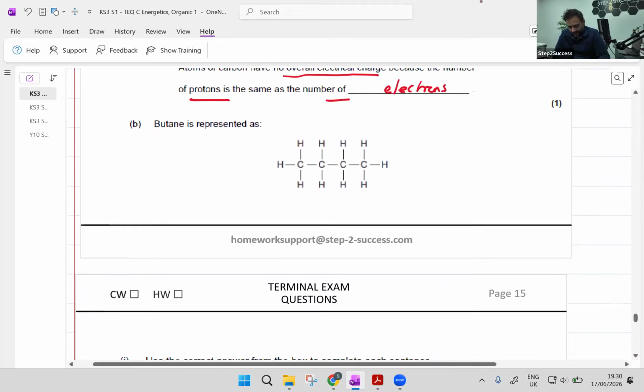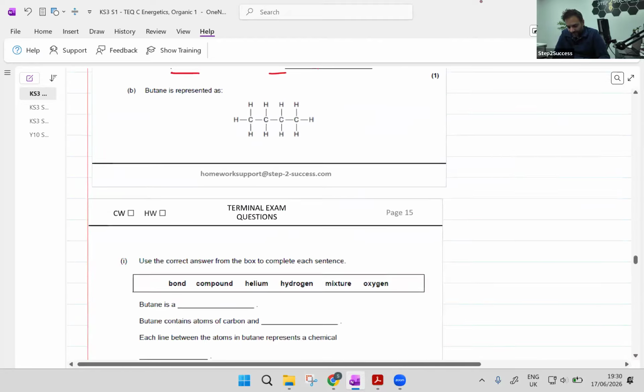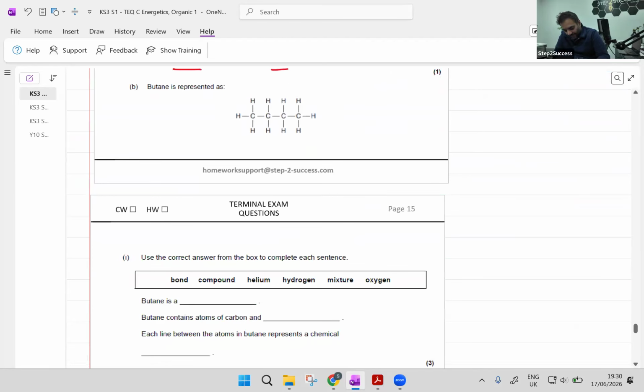And then this will be a bit harder. Butane, which is this thing here, is a hydrocarbon. Oh, it's not an option. Compound is the option. A compound is just chemicals joined together, like that. It contains carbon and hydrogen, and each of those lines represents a chemical bond. It's actually a covalent chemical bond.